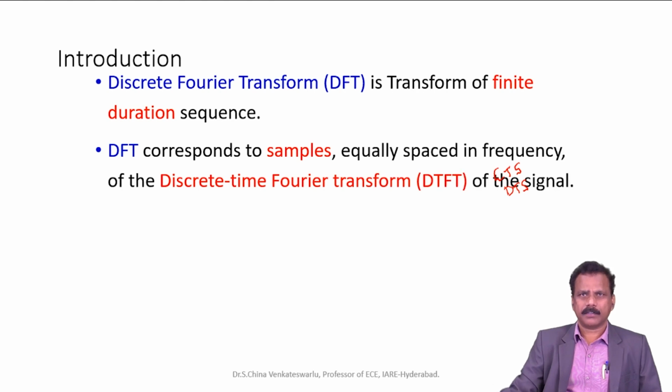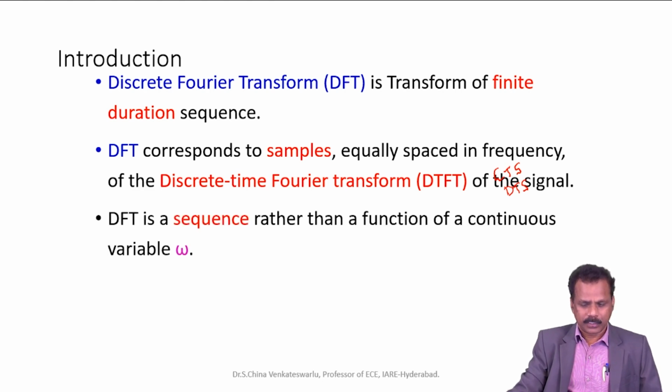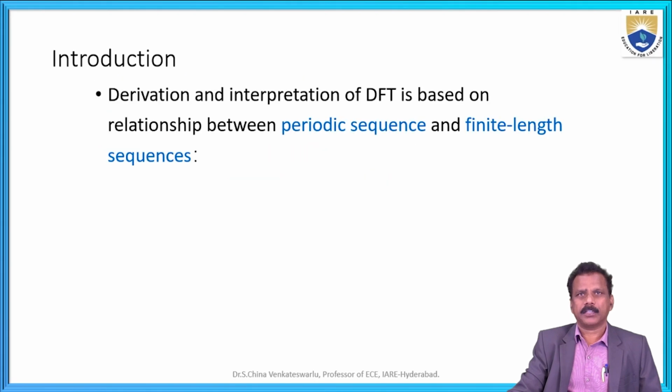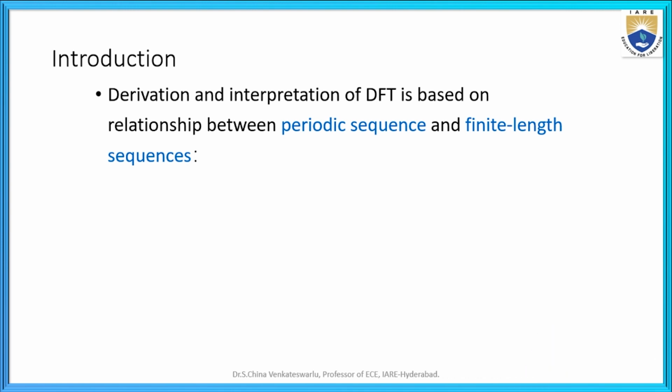The discrete Fourier transform corresponds to samples equally spaced in frequency of the discrete time Fourier transform of the signal. Here, the DFT is a sequence rather than a function of the continuous variable omega. The derivation and interpretation of the discrete Fourier transform is based on the relationship between a periodic sequence and a finite length sequence.